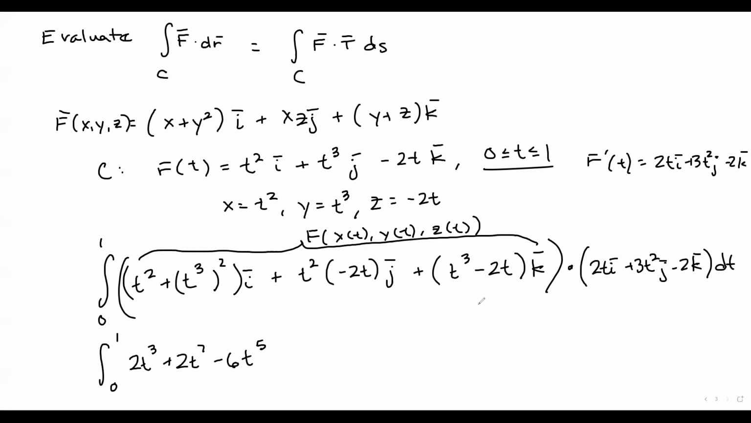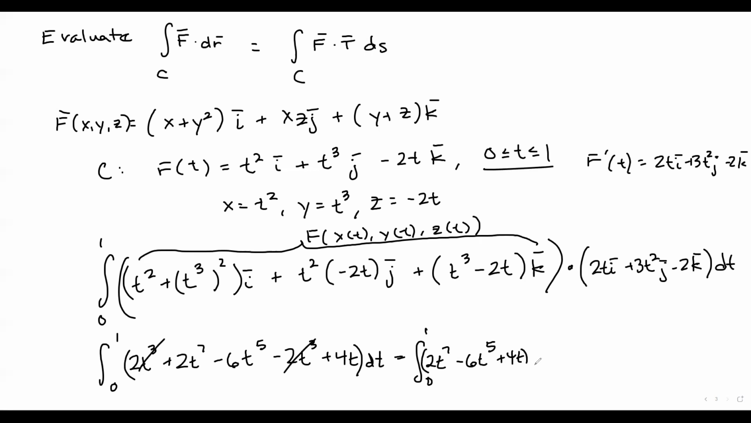All right, and then next we've got t cubed times negative 2. That's going to be negative 2t cubed. And then we're going to have negative 2t times negative 2. That's going to be positive 4t. All right, and let's see, we've got these 2t cubes. Those cancel. We're going to have 0 to 1. Let's see if we can fit this in. I'll write it a little smaller here. Minus 6t to the 5th plus 4t.